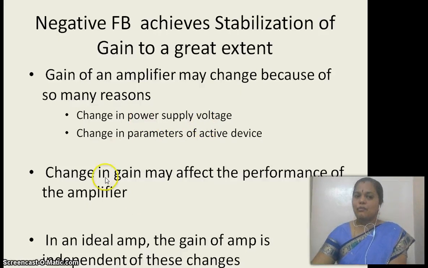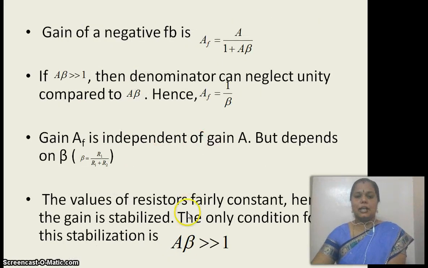Now let us check whether this negative feedback achieves the stability of gain in case of change in power supply voltage or in case of change in active device. So to start with, we know the expression for the voltage gain of the feedback amplifier. That is, in case of the negative feedback, AF is A divided by 1 plus A beta. What is A? Internal gain of an amplifier. What is beta? It's the feedback ratio, which is decided by the ratio of R1 and R2.